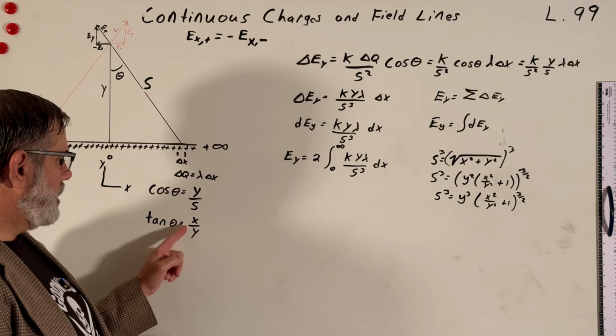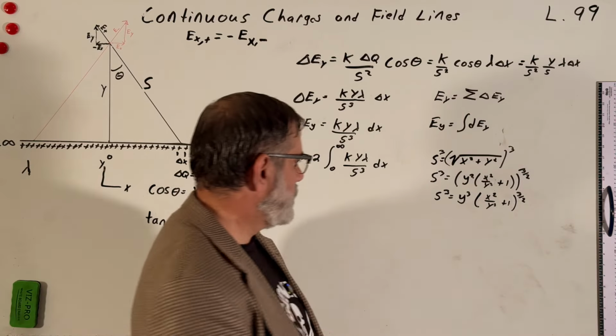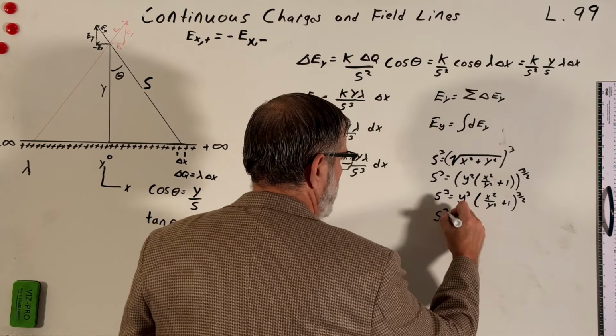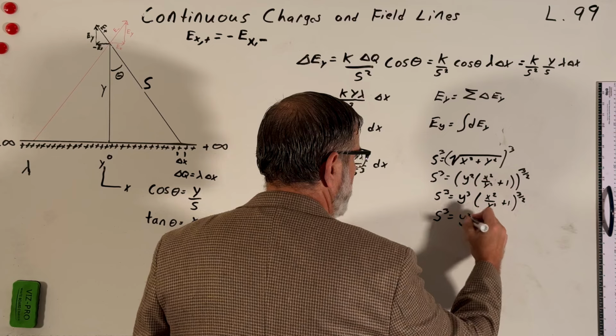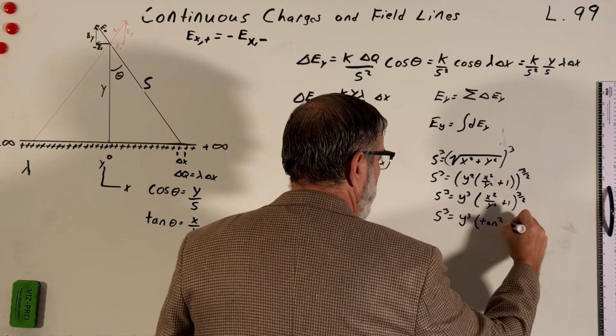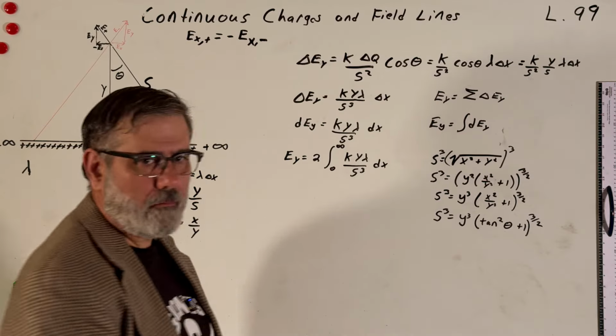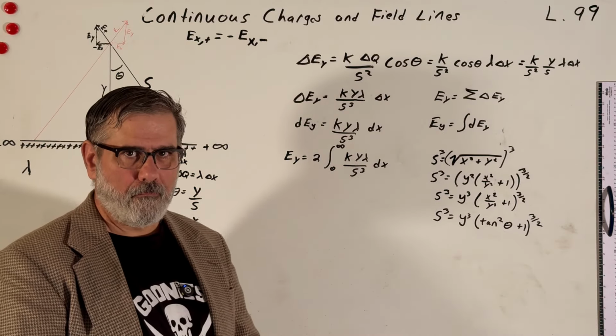You see that? If I square the tangent, then it's x squared over y squared. So that's what this is. And so this, s cubed, is now equal to y cubed times the tangent squared of theta plus 1 to the 3/2 power. Okay? Yeah?